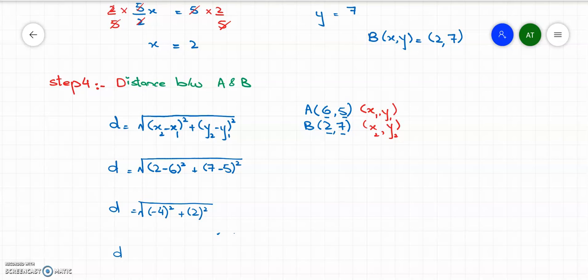Now the d value would be equal to square root of negative 4 squared is 16 and positive 2 squared is 4. So the d value is square root of 20, and the square root of 20 is basically 4.5 units. So the distance between the point and the given line is 4.5 units. I hope you guys understand how to find the distance between the point and line. It's basically a 4-step method.